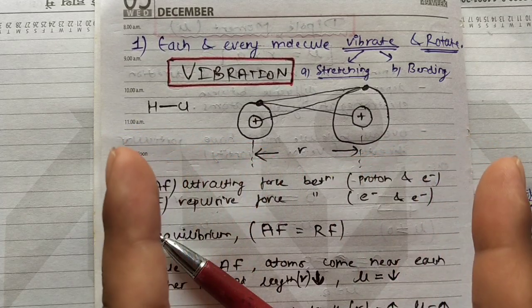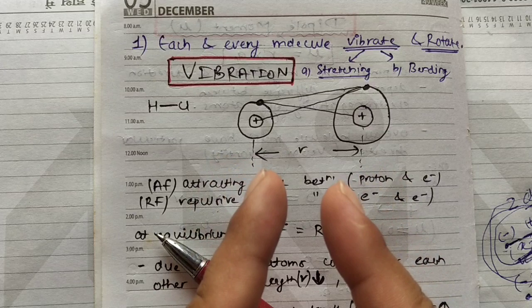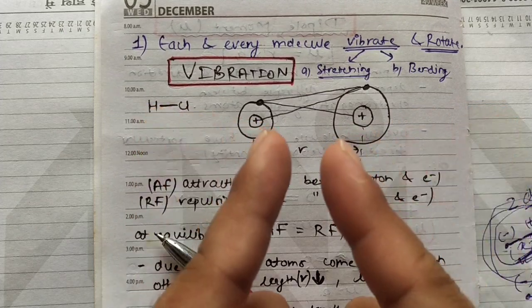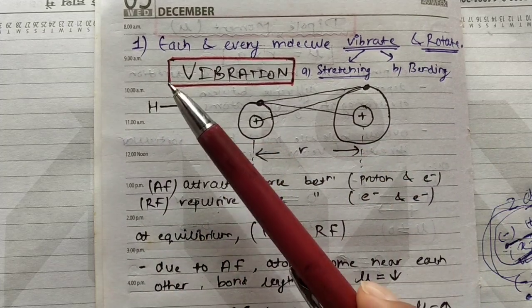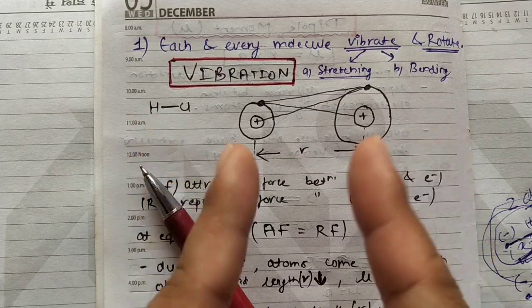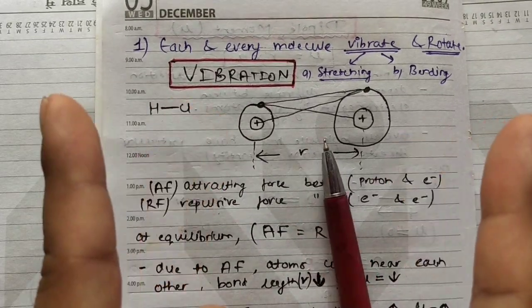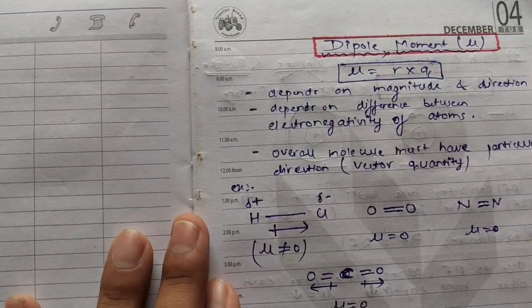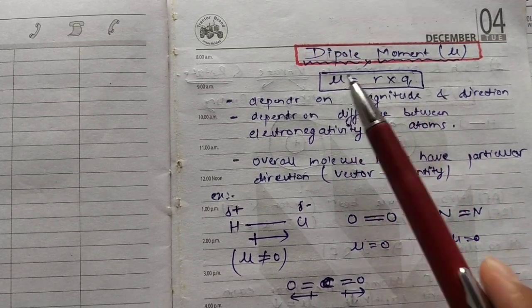So when they move apart, again due to the attractive force between the electron and proton, they will come near to each other again. So continuously, due to the attractive and repulsive forces, there will be a change in the bond length. Due to the change in the bond length, the distance between the nuclei of hydrogen and chlorine also changes continuously. So you have a different r at different times. Due to the change in r, your dipole moment also changes. The charge is the same, but because of the change in r, the dipole moment changes.